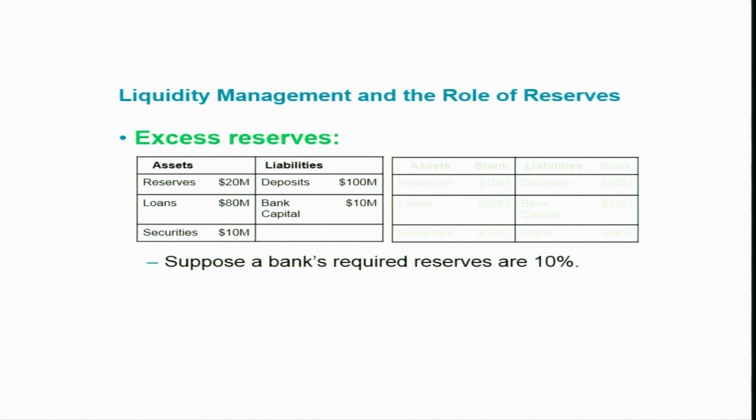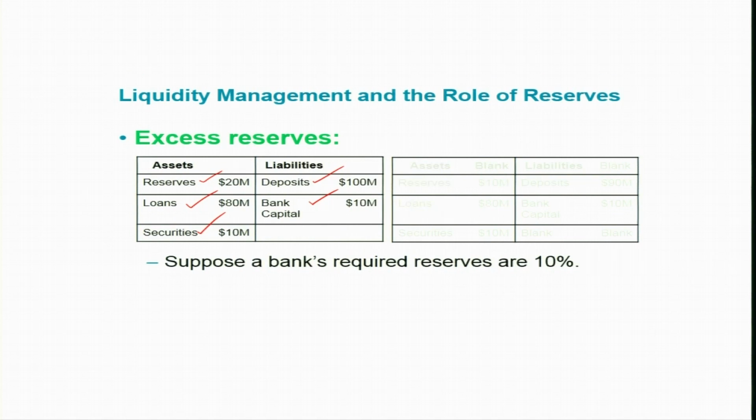Look at this table, and you can see what this bank's balance sheet looks like. On the asset side we have reserves worth 20 million, loans worth 80 million, and securities worth 10 million. Securities means investment in bonds, government securities, etc. And on the liability side, they have deposits of 100 million and bank capital of 10 million.